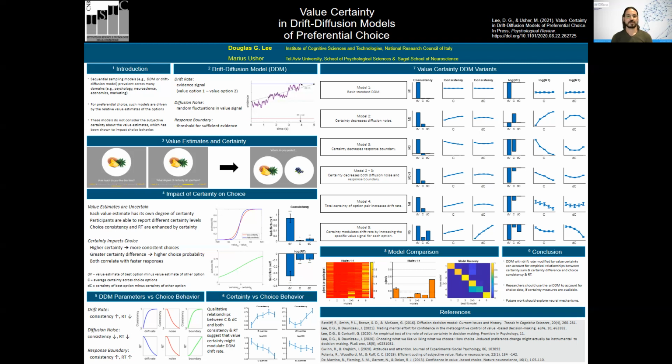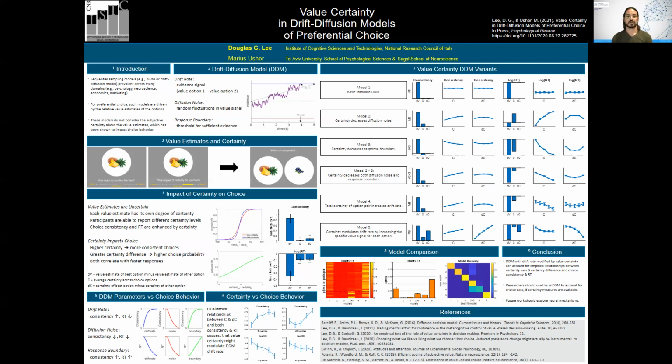What we found is that value estimates are indeed uncertain, and in particular, each value estimate has its own degree of certainty, and participants are able to report these different certainty levels. And more importantly, choice consistency and response time are both enhanced by these feelings of certainty. Specifically, higher certainty across the pair of options leads to more consistent choices, and greater certainty difference leads to a higher probability that the option with higher certainty will be selected. And both certainty sum and certainty difference correspond to faster responses.